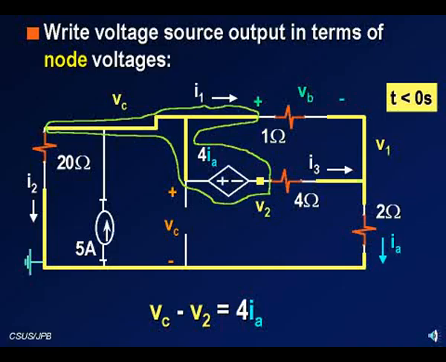First step is we write the voltage source in terms of the node voltages. So VC minus V2 equals 4IA. That's our first equation. Of course, we'll later on write IA using Ohm's law in terms of the node voltages as well. The other 2 equations are going to come from a KCL at V1 and the KCL at the supernode.